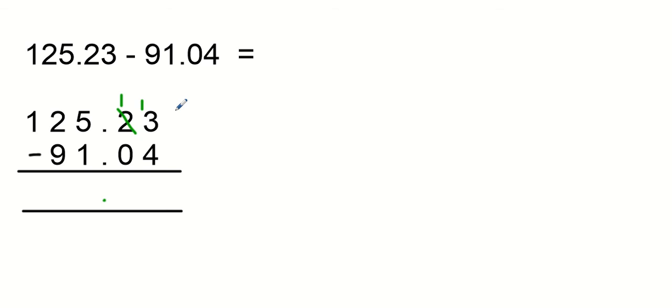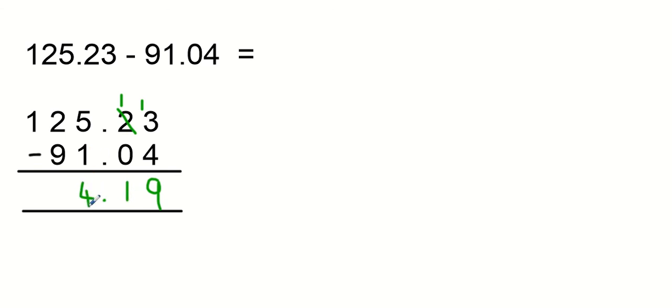Okay, I've now got 13 take away 4. So I could go back from 13 to 10, that's taking away 3, and take away 1 more, that would give me the 9, or you can count up, whichever way you want to do it. Okay, 1 subtract 0, very easy, is 1. 5 subtract 1 is 4.